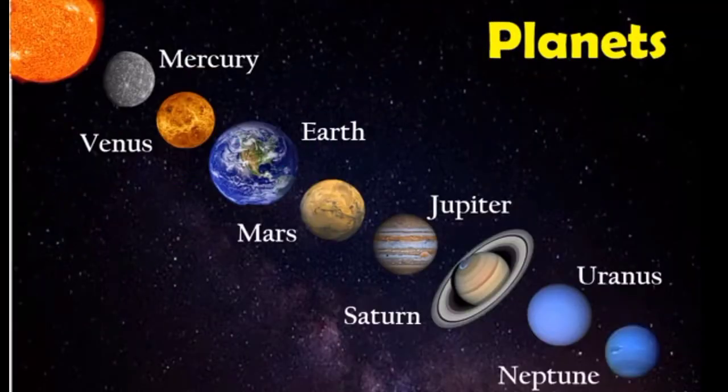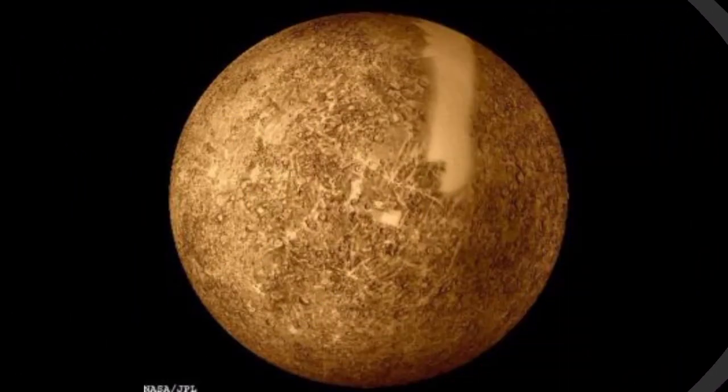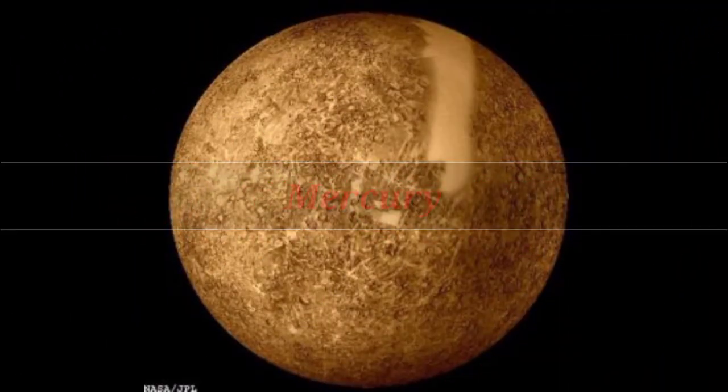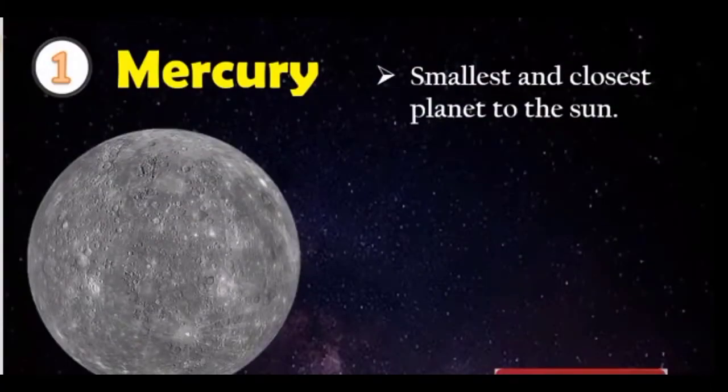Okay, so in order of increasing distance from the sun, the 8 planets are Mercury, Venus, Earth, Mars, Jupiter, Saturn, Uranus and Neptune. And in this lesson we will learn about these planets in detail. So first is Mercury. Mercury is the closest planet to the sun. It is also the smallest planet in the solar system.